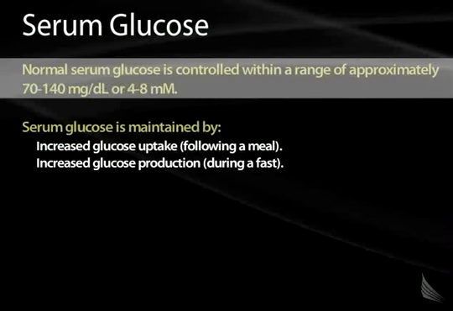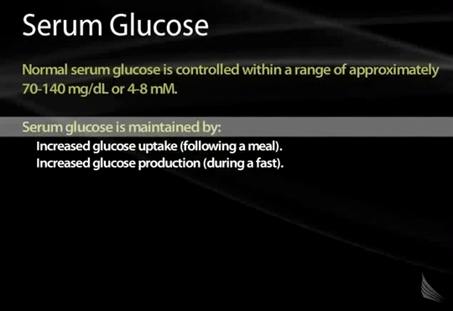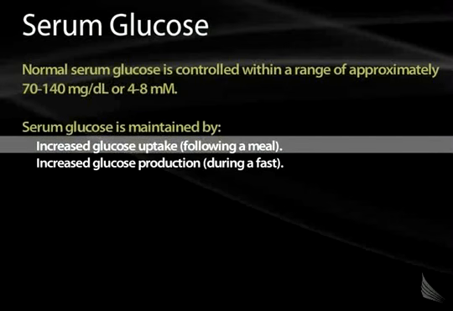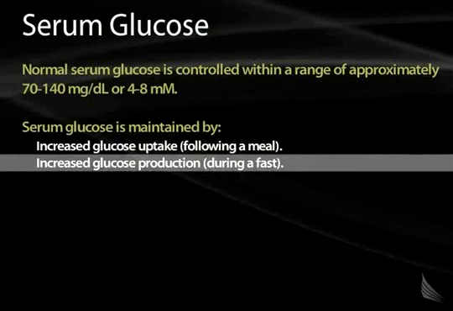Normal serum glucose is controlled within a very narrow range of approximately 70 to 140 milligrams per deciliter at any given time. Now, the serum glucose is maintained by, number one, increased glucose uptake, which occurs in the fed state. So when our glucose concentrations rise, insulin causes the uptake of glucose by the cells of our body to maintain the serum glucose within this normal range. In the fasted state, when the serum glucose starts to fall, then we have increased glucose production stimulated by glucagon in order, again, to maintain that serum glucose within that very narrow range.